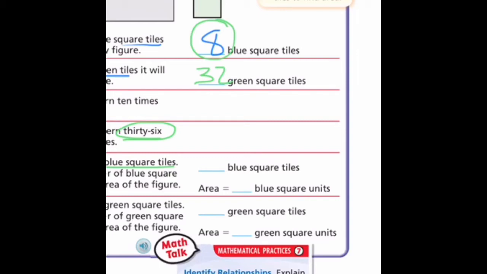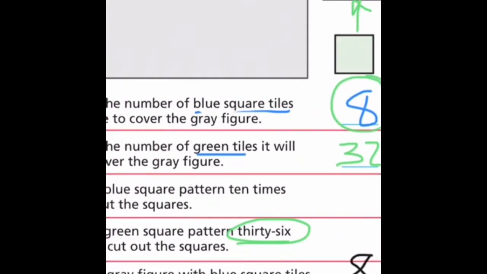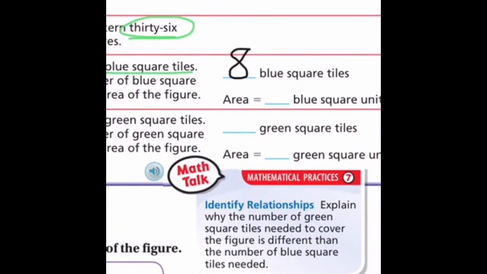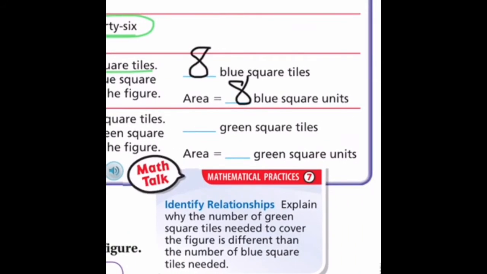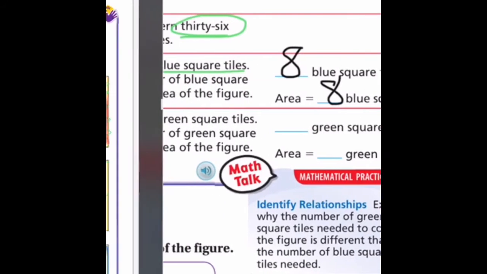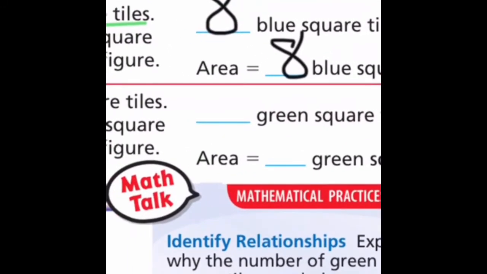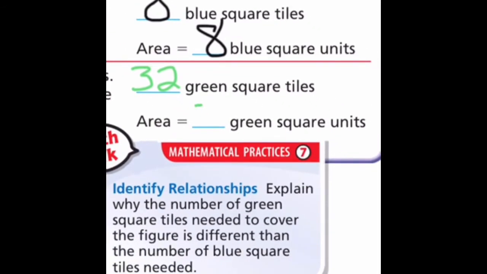It is going to take, oh, how about that? I got it exactly right. It takes 8 blue square tiles to fill that guy up. So the area is 8 blue square units. And then on the green ones, I actually guessed right on the button. That doesn't happen very often. 32. So the area is 32 green square units.